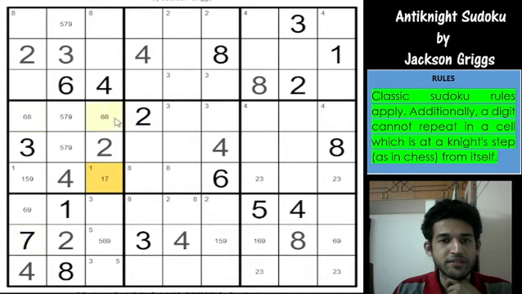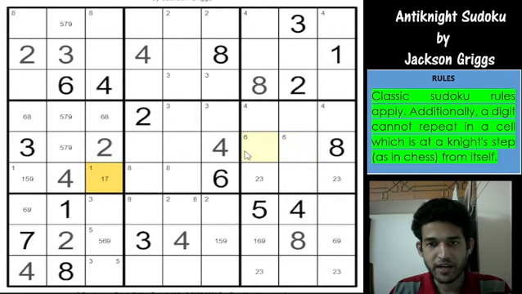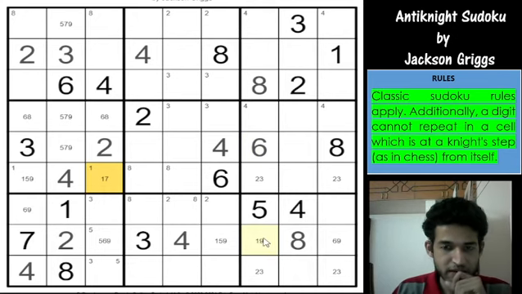So I marked a 6 in these cells, right? And there is a 6 here, which means that 6 must go into these two cells. And using Antiknight, I can write the 6 right away. So that's not a 6, so that's a 6. And that removes the 6 from here, so that becomes 1 and 9.